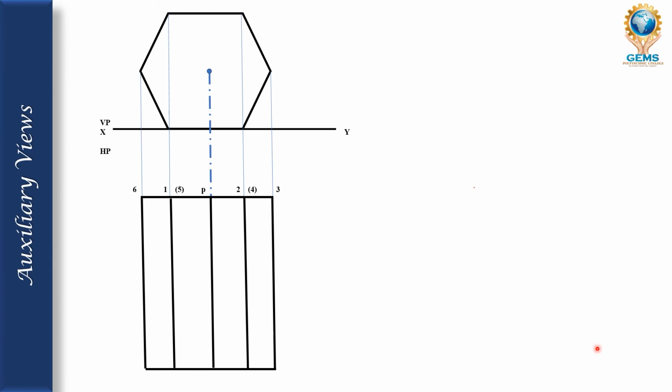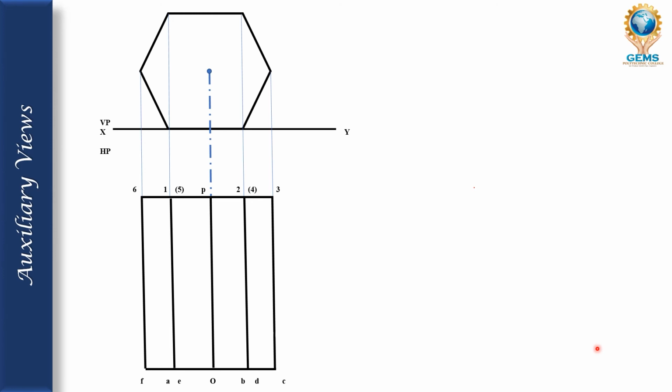Okay, and next mention the points 6, 1, 5. The 5 is in brackets. Why? Because I cannot see it. It is on the back side. So next P, and 2, and 4 in brackets because I cannot see it. That's why 4 is in brackets, and 3. So down F, A, E, the center point O, B, D, and C.